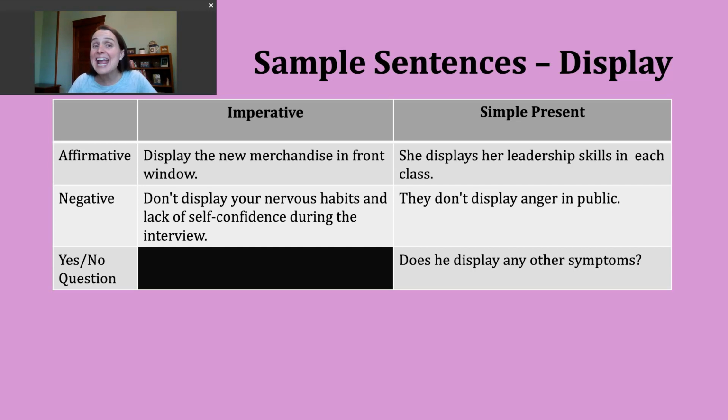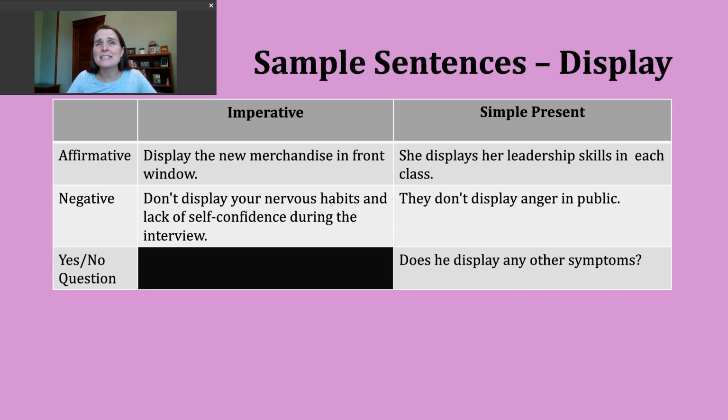Now, if you want to make a negative imperative sentence, what you want to do is start with do not and then the base verb. Again, no special endings on the end of the verb. An example of this might be, don't display your nervous habits and lack of self-confidence during the interview. So this sentence is tying back to the third definition of our verb, where we're talking about demonstrating something visibly. So this might be a command, something that's being said very forcefully to help someone prepare for a job interview.